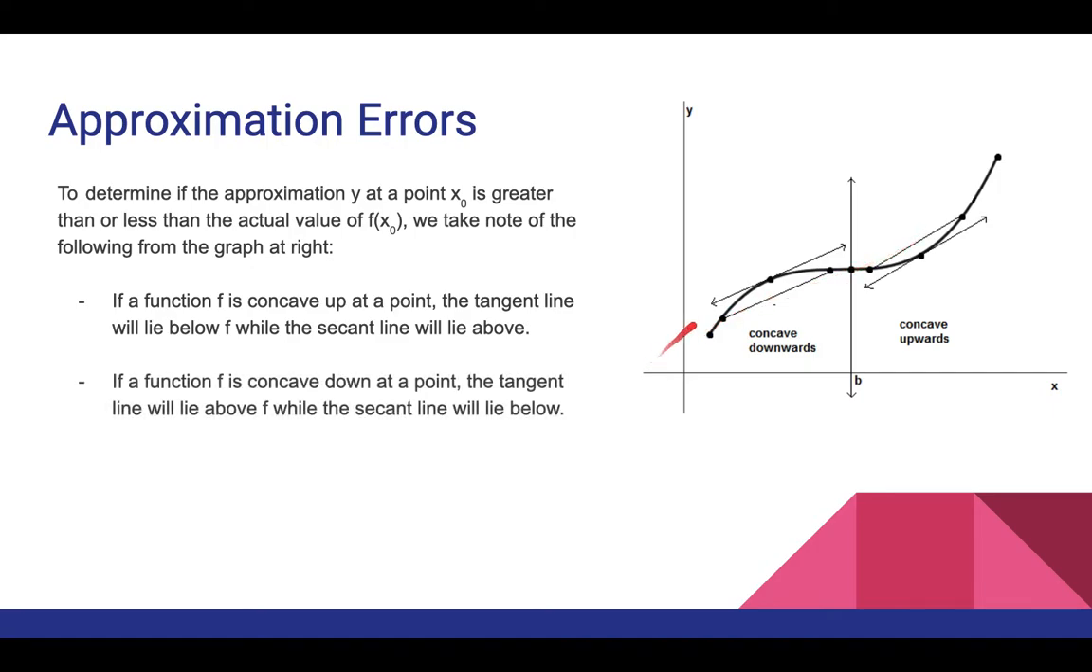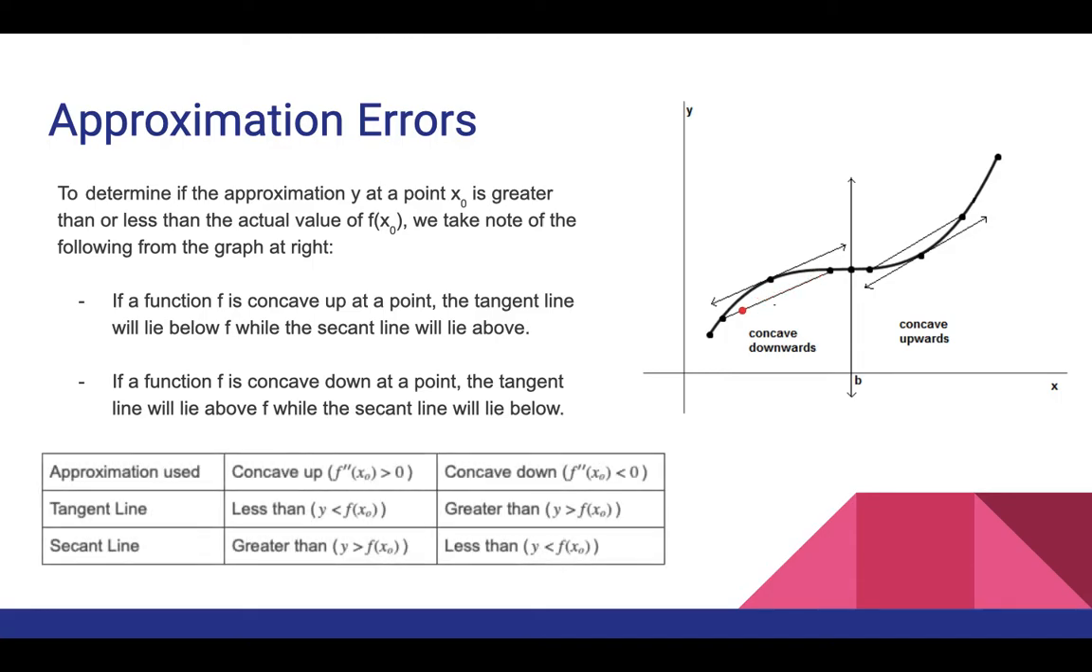Likewise, if we look at a concave down region right here, we see that our tangent line lies above the curve, while our secant line lies below the curve. Thus, if our approximations occur over a concave down region, the tangent line approximation will be above and thus greater than our actual value of our function at a point of interest, while our secant line approximation will be less than the actual function value at our point of interest.